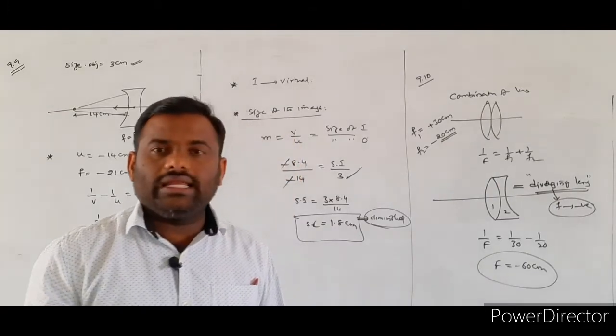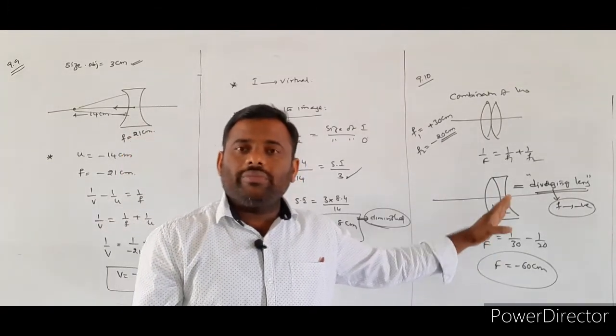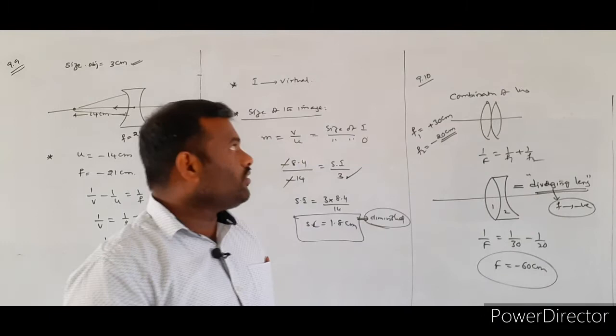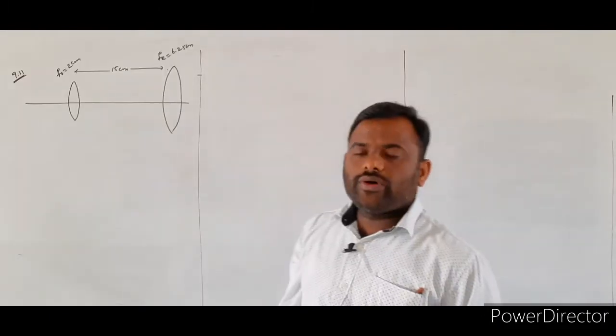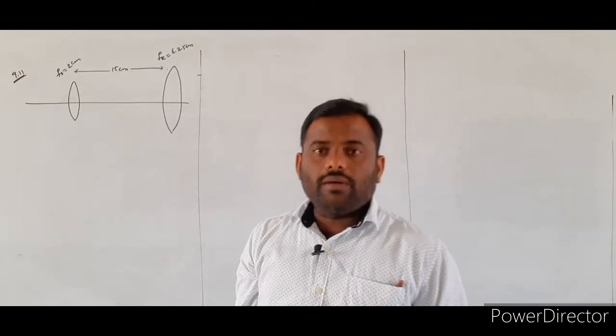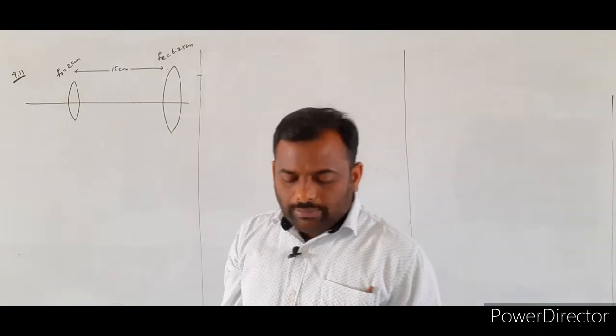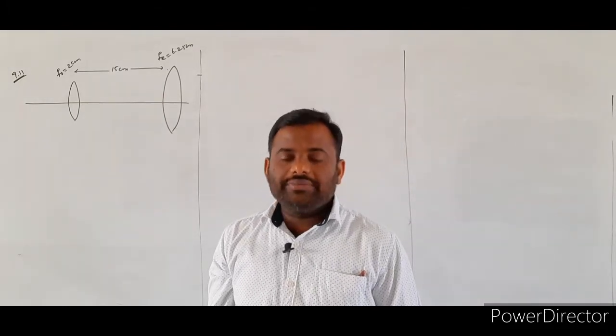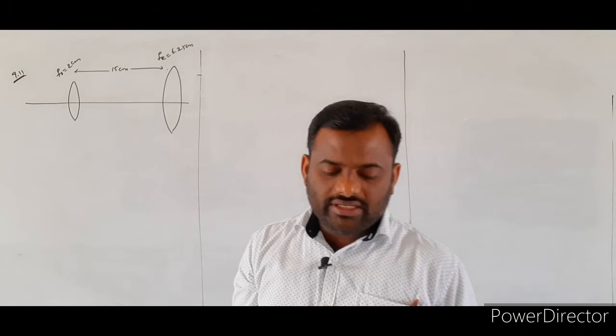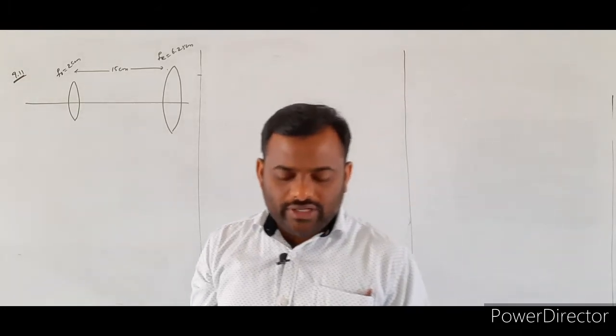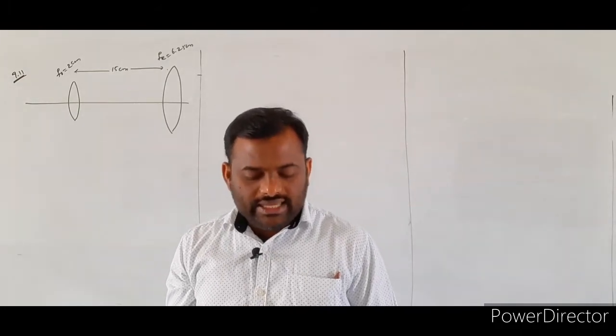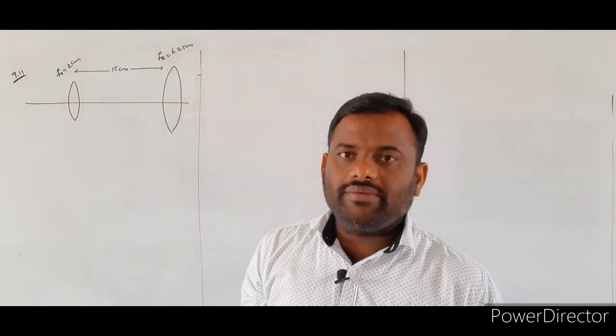Like this, we have to calculate the combined focal length of the combination of the given lenses. This is about problem number 9.10. 9.11, important concept. Compound microscope based problem. A compound microscope consists of an objective lens of focal length 2 cm and an eyepiece of focal length 6.25 cm respectively, and they are separated by a distance of 15 cm.